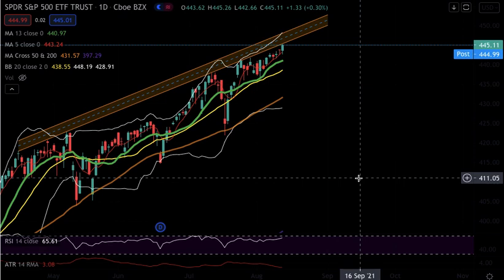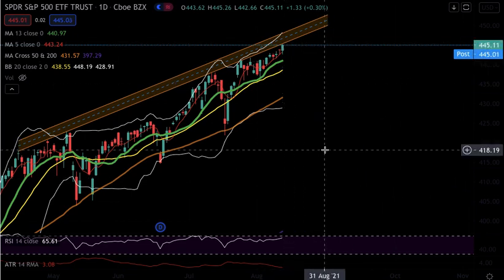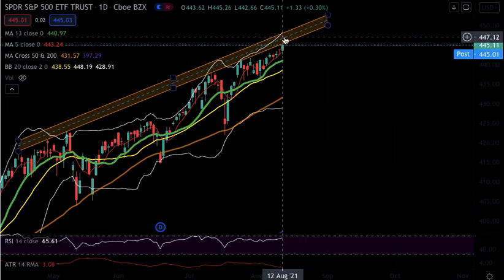Now, if the market makers know this and they see the orders, because they can see our orders, especially if you use Robinhood and Webull and stuff like that, if they see the orders that a lot of people are shorting this market at resistance, what do you think they're going to do? They're going to take out the stop losses.